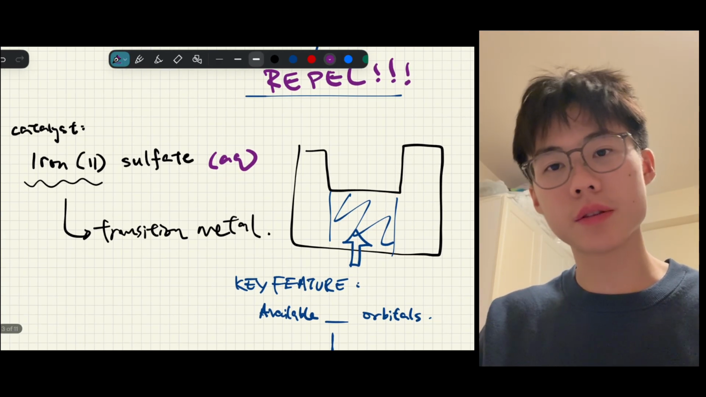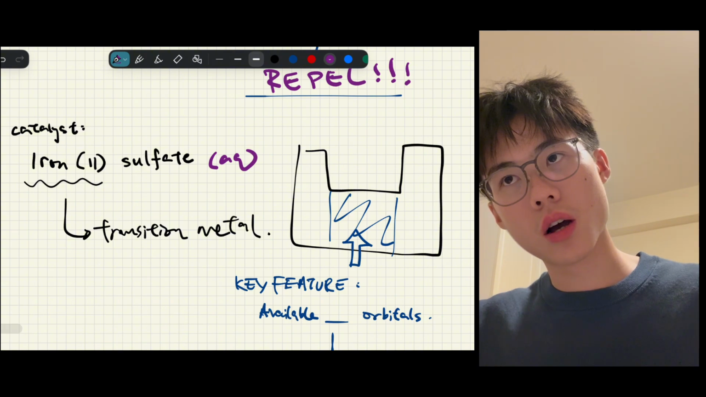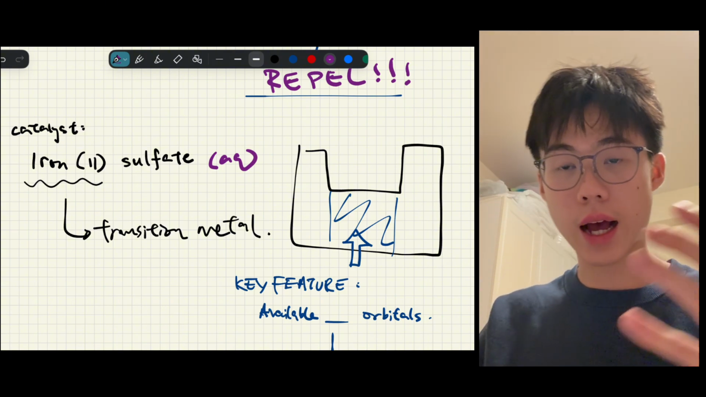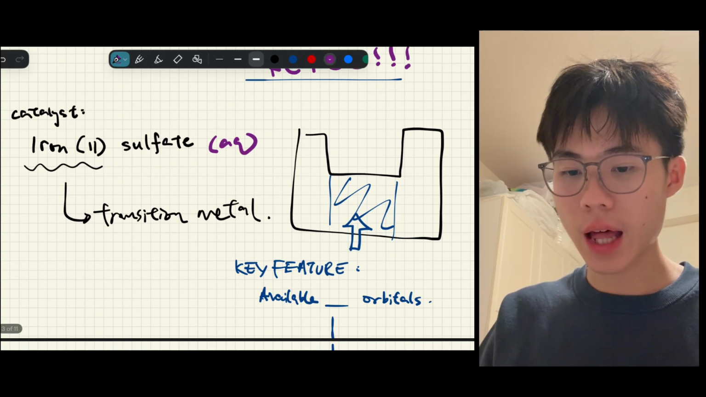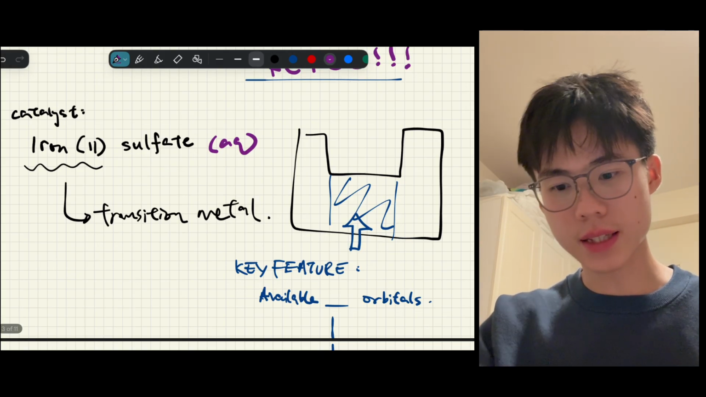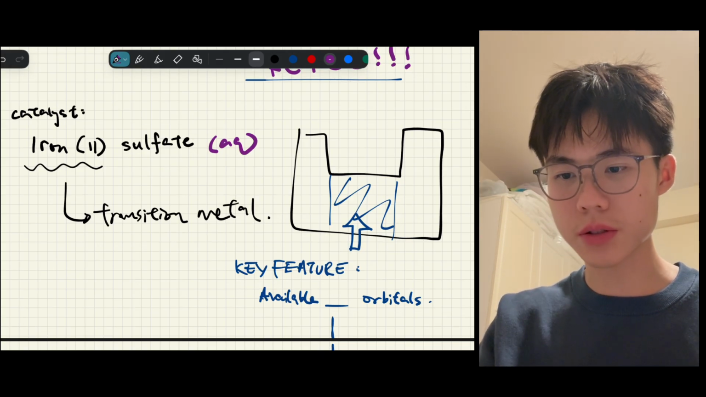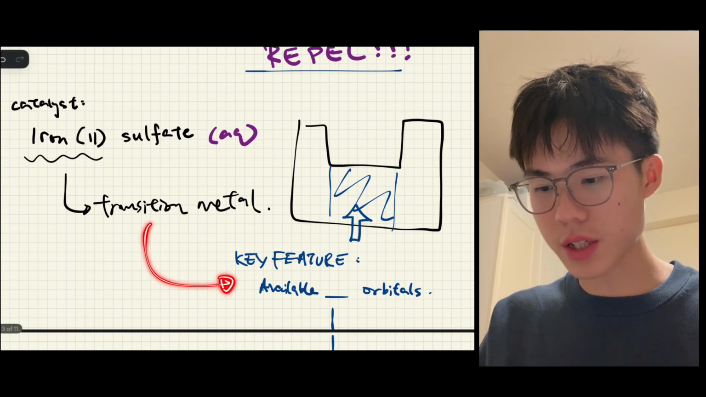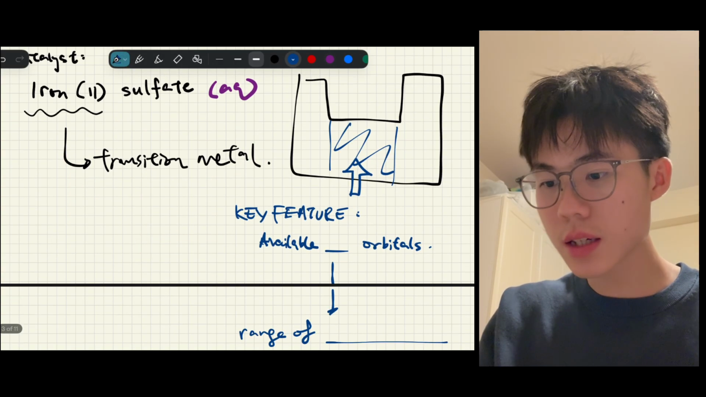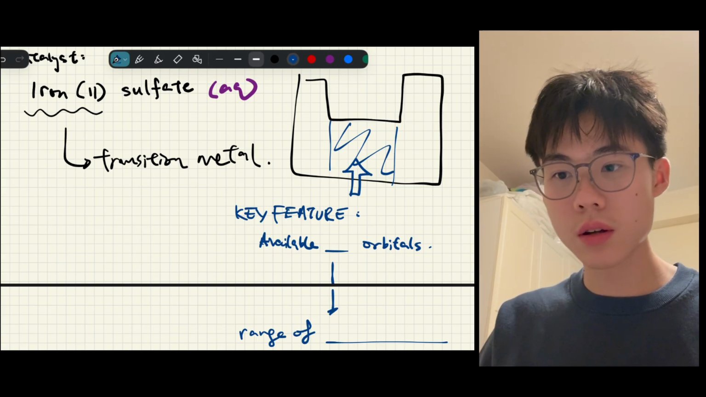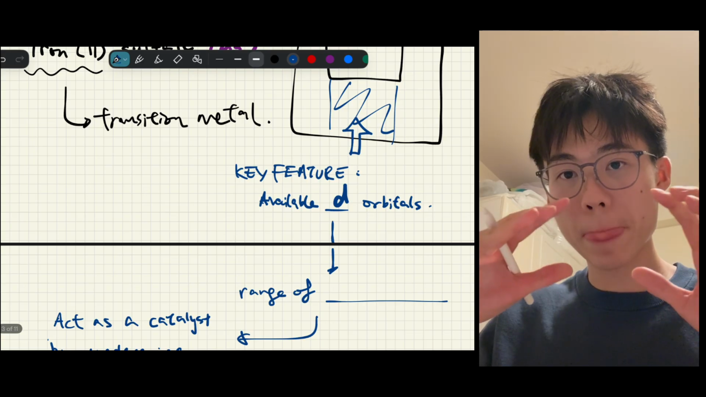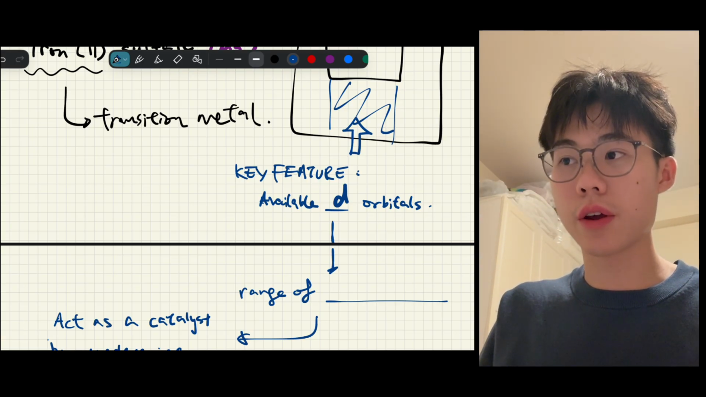By definition, a homogeneous catalyst has to be in the same physical state as the reactants. And what is special about this catalyst is that it is a transition metal. A key feature of transition metals is that they have available d orbitals.